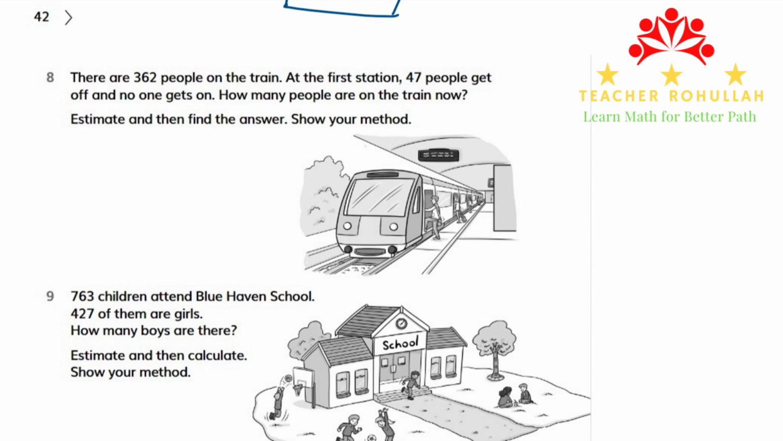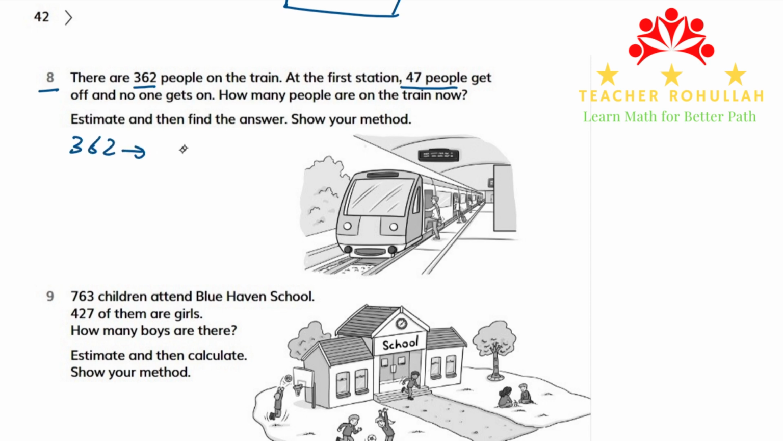In question number 8, it says, there are 362 people on the train. At the first station, 47 people get off and no one gets on. How many people are on the train now? We are asked to estimate and then find the answer, and we are asked to show our way as well. So to estimate, I will use rounding.